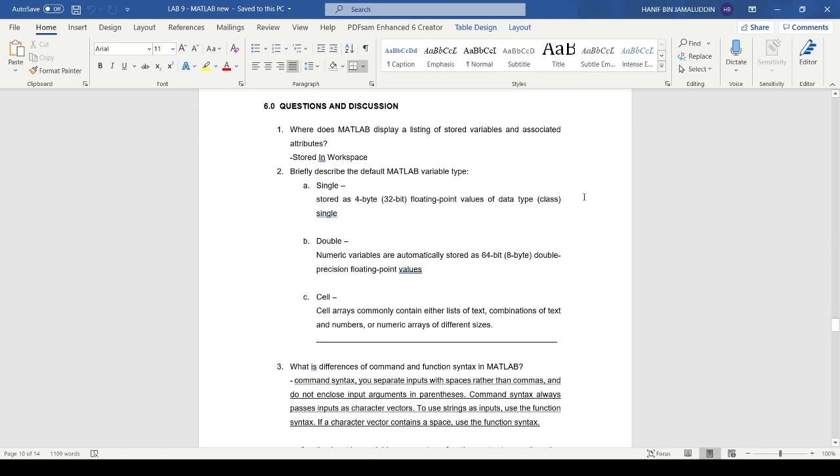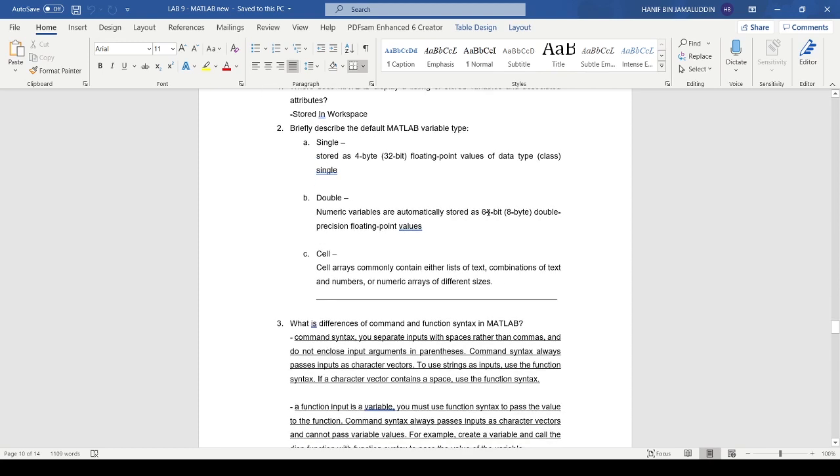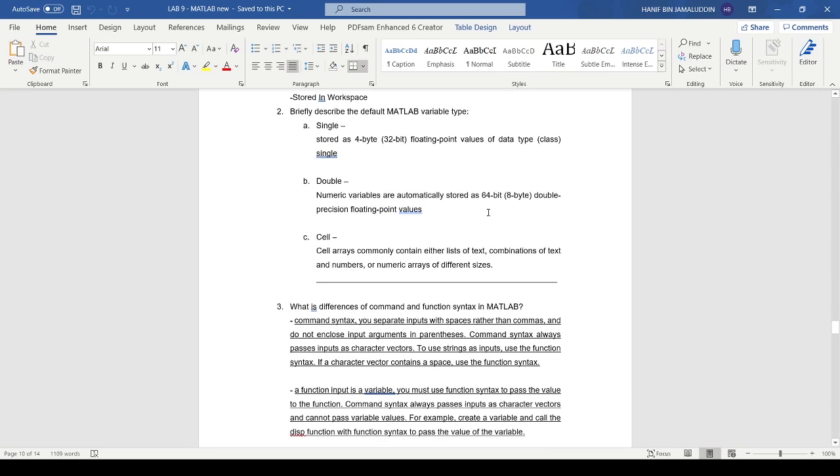Second, describe the default MATLAB variable type. So for single, it is stored as 4-byte floating point values of data type class single, and for double, numeric variables are automatically stored as 64-bit double precision floating point values. For cell, they commonly contain either lists of text, combinations of text and numbers, or numeric arrays of different sizes.